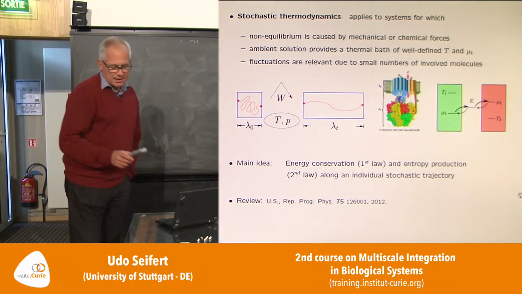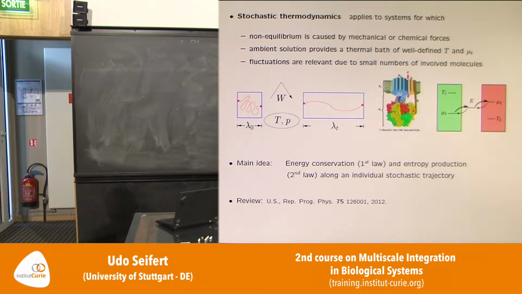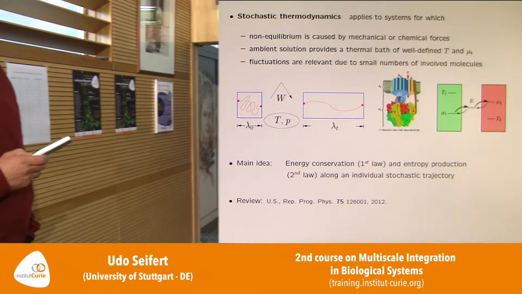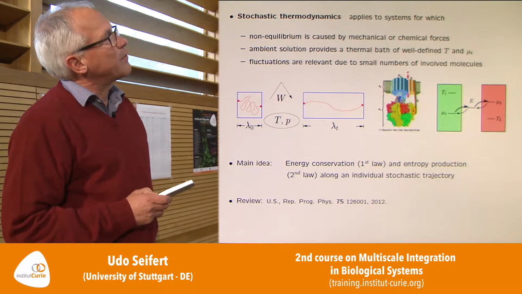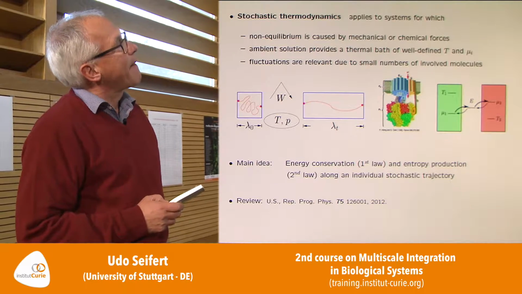Now, stochastic thermodynamics is not a theory of everything, but it's a fairly comprehensive, broad theory, and it applies to all systems where you have non-equilibrium, which may be caused by mechanical forces, as you've just seen, or by chemical imbalances. For instance, this molecule can be driven by proton gradients or by ATP excess.